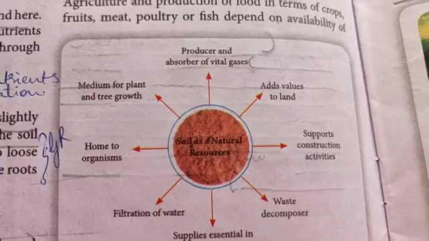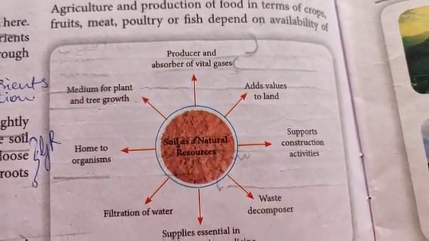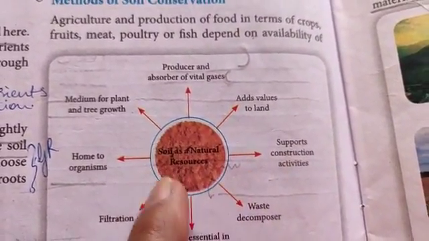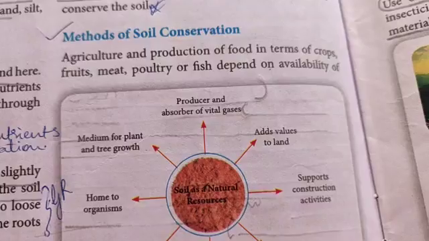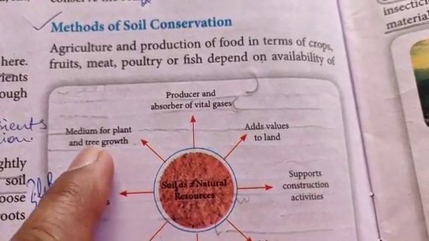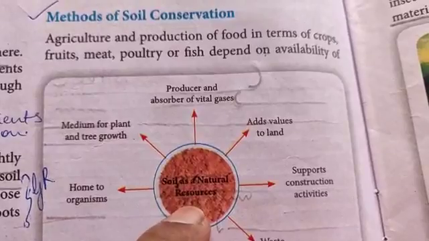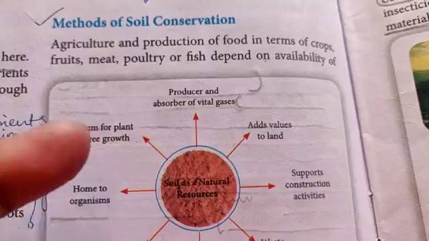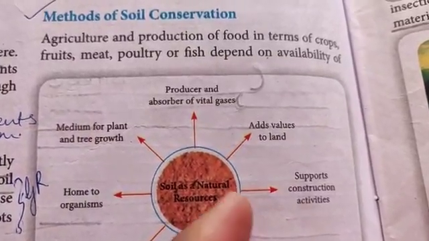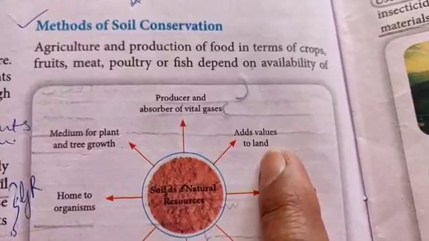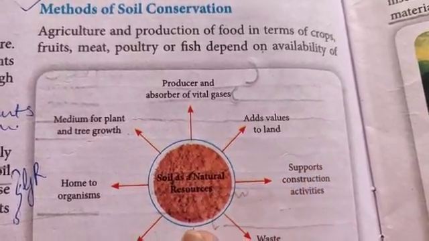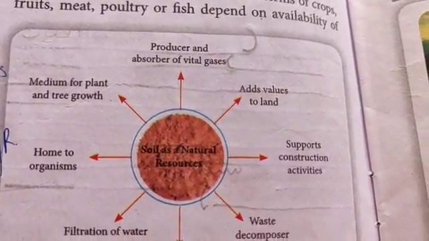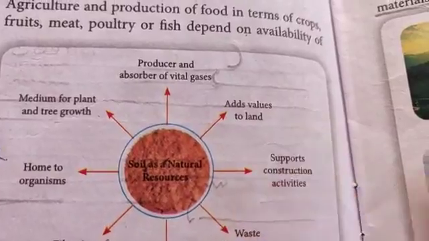Now, producer and absorber of vital gases. So, you know that nitrogen is one of the major gases which is good for cultivation of plants and trees. The soil gives support to their roots, and with their roots they take water and minerals from the soil. Adds value to land. So the rich soil which is rich in minerals and other natural resources will add value to land.